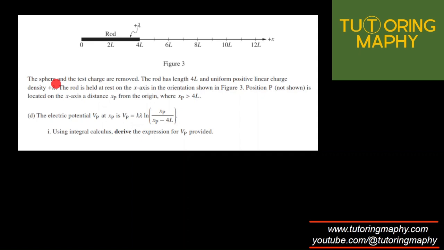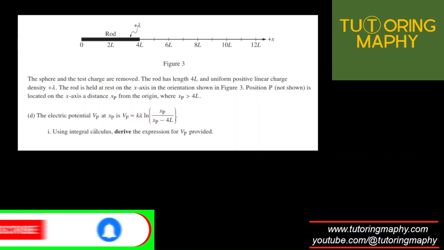Now they are suggesting that the sphere and test charges are removed, and there is a rod of length 4L and a uniform positive linear charge density lambda. The rod is held at rest on the x-axis and the position P, not shown, is located on the x-axis at distance xp from the origin, where xp is greater than 4L. Electric potential at that point is given by this, so we need to derive this expression.